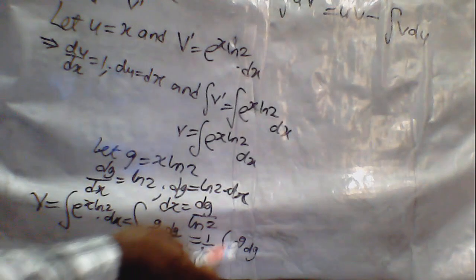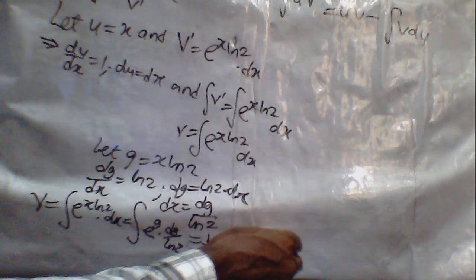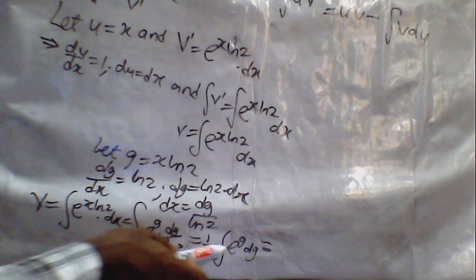So when you bring it out, you can now integrate the remaining 1 over ln 2 integral e raised to power g dg. So this will give us what? If you integrate this, you will still get e raised to power g, because I told you integration of e raised to power s ds in our lesson is equal to e raised to power s. When you integrate an exponential having only one variable in s, the result is equal to the function itself. So integration e raised to power s ds is equal to e raised to power s.